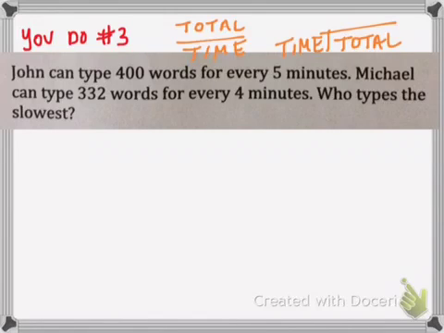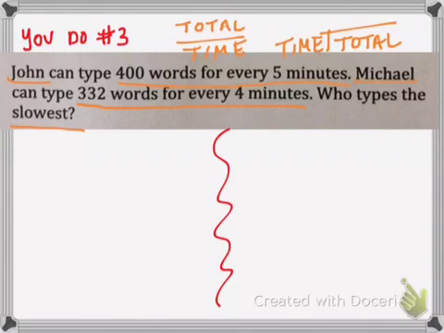So let's see how you did with you do number 3. Again, I've written the formula for average speed, total divided by time. In this case, something different, it's not distance. So we can still do average speed based on a typing example. So John can type 400 words for every 5 minutes. Michael can type 332 words for every 4 minutes. Who types the slowest? So in other words, who has the slowest or lower average speed?